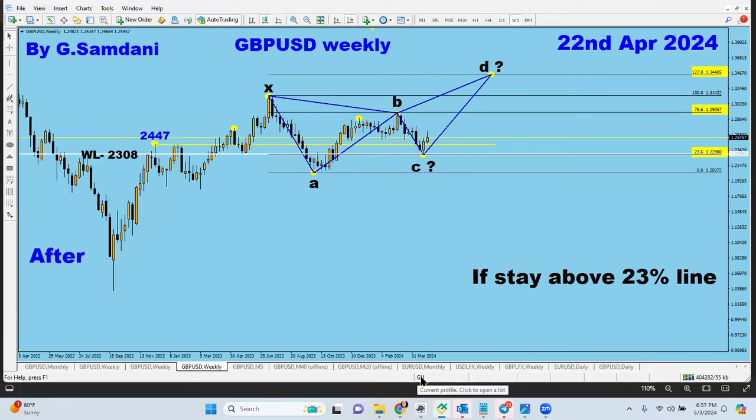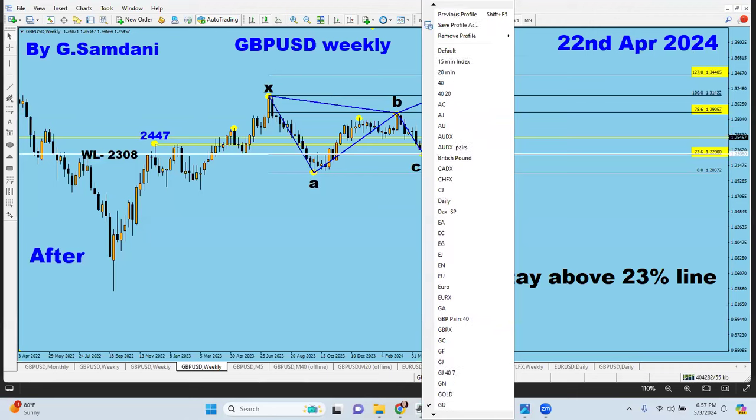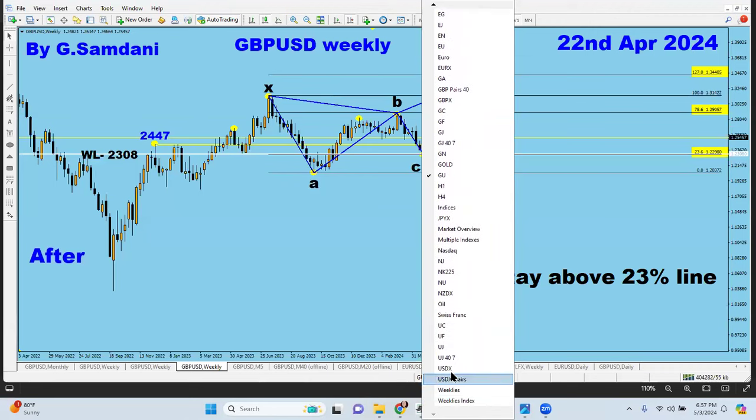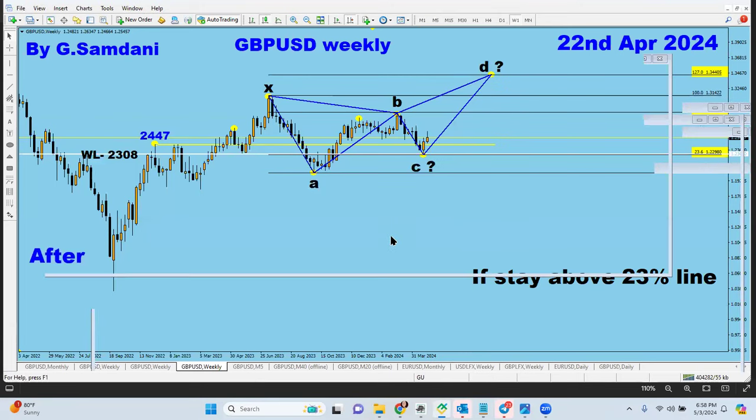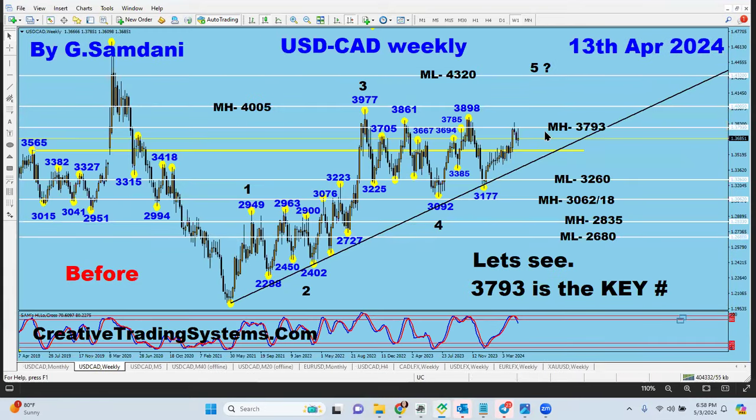So let's take a look at the USD yen, and not USD yen. USD yen is influenced by yen right now, right? So forget about that. USD-CAD, right? So what is happening right now? USD-CAD, you can see here that it was coming off of this number 3793. So my take is that my Elliott wave count is like 1, 2, 3, and then 4, and then it should go to the upside for wave 5.